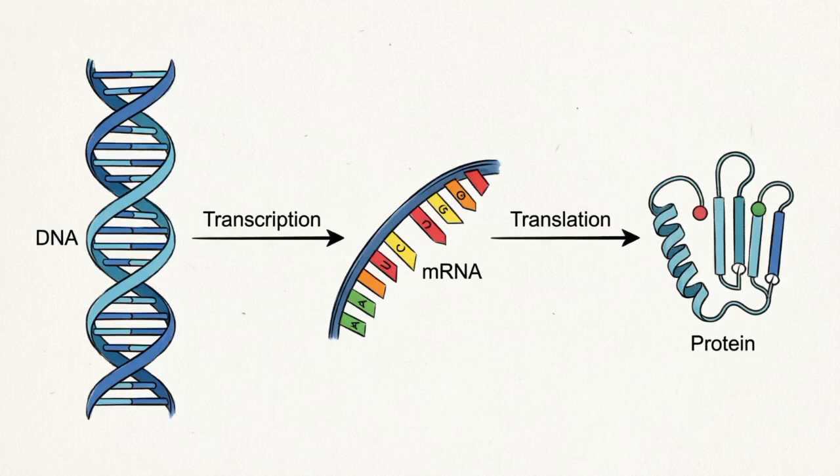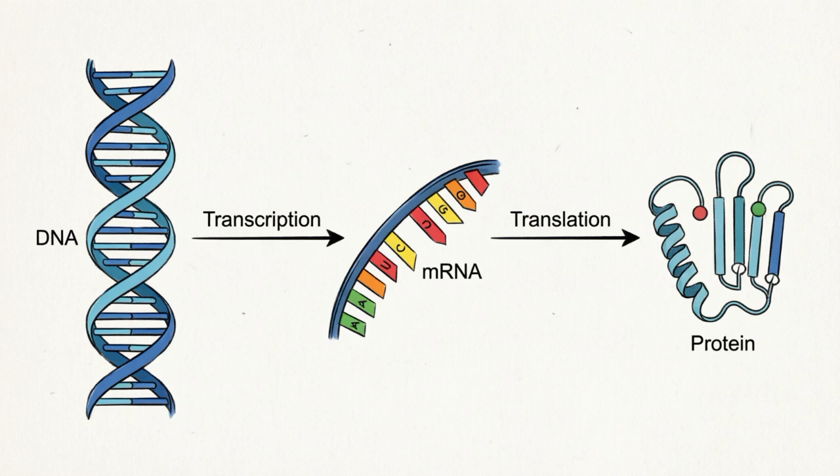Protein synthesis is the fundamental biological process by which cells build proteins. This process follows the central dogma of molecular biology. The central dogma represents the flow of genetic information. First, DNA, which is the master blueprint. Second, RNA, the messenger that carries instructions. And third, protein, the functional molecules.